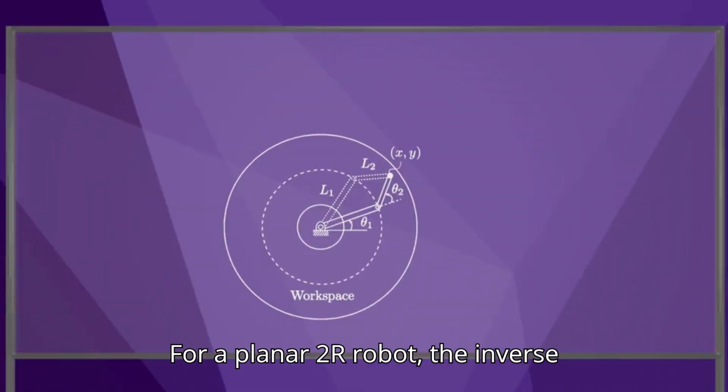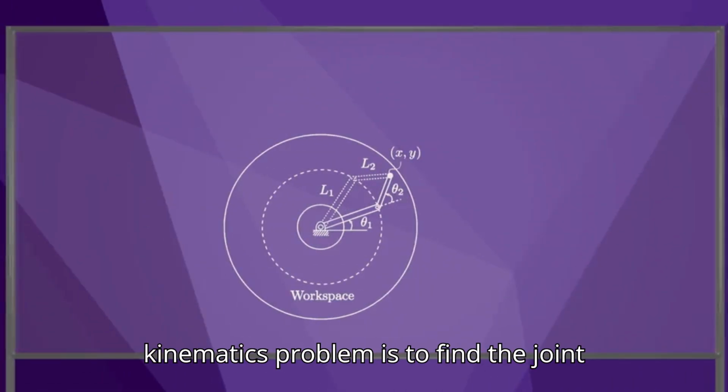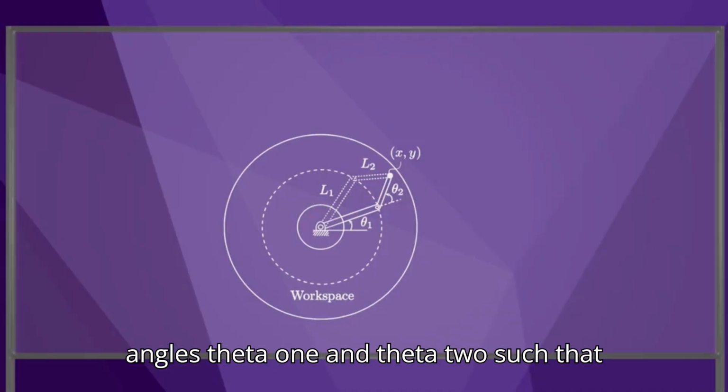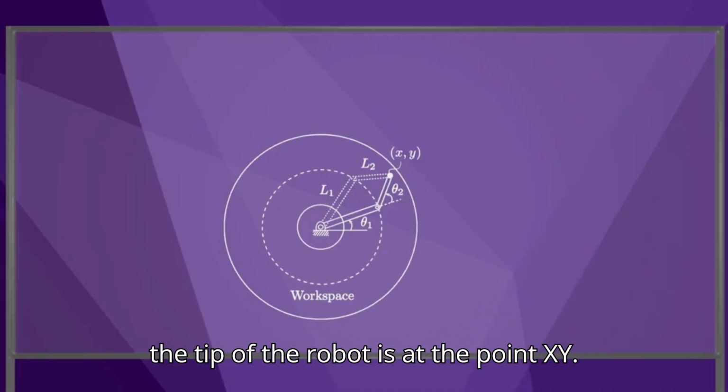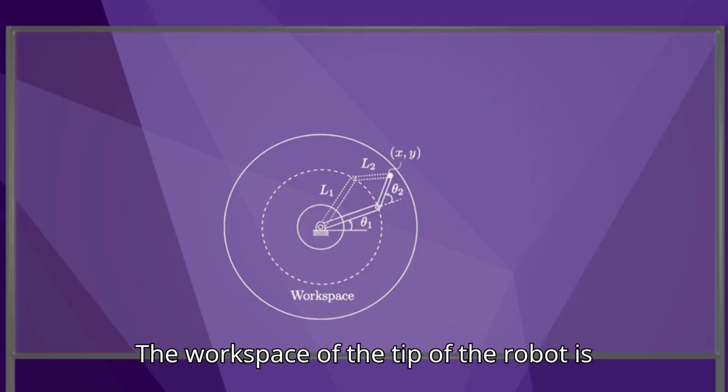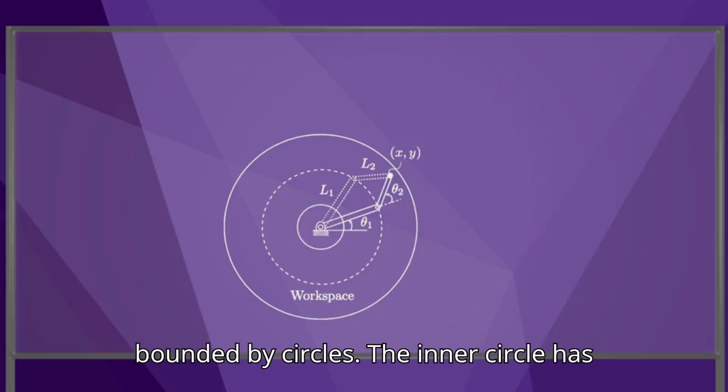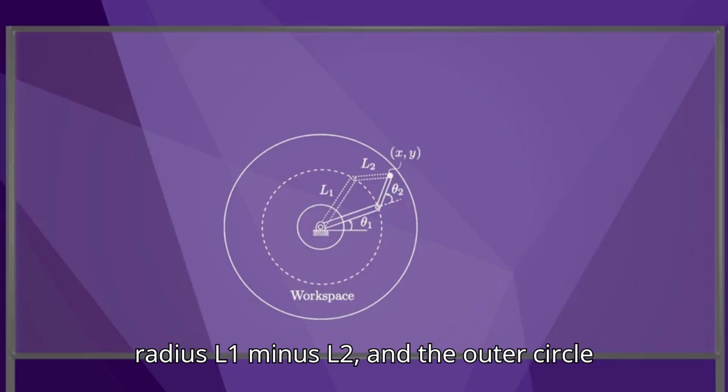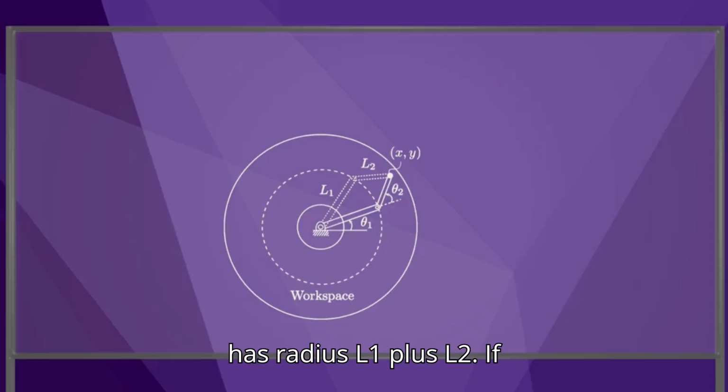For a planar 2R robot, the inverse kinematics problem is to find the joint angles θ1 and θ2 such that the tip of the robot is at the point xy. The workspace of the tip of the robot is bounded by circles. The inner circle has radius L1 minus L2, and the outer circle has radius L1 plus L2.